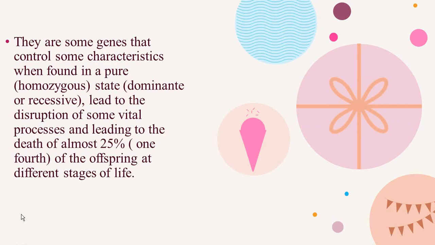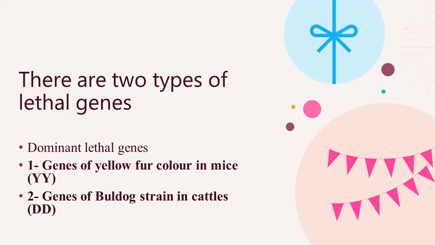We remember quickly that some genes control some characteristics when found in pure form, like pure dominance or pure recessive, and that led to disruption of some vital process and maybe leading to the death of 25% of their offspring, and that's called lethal gene.